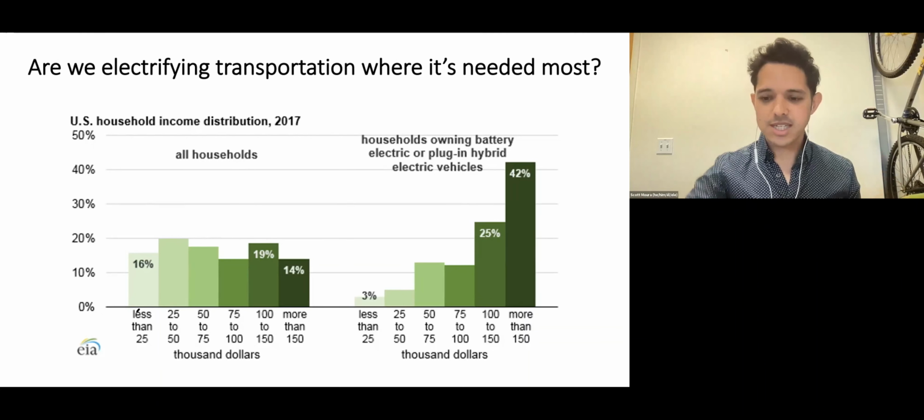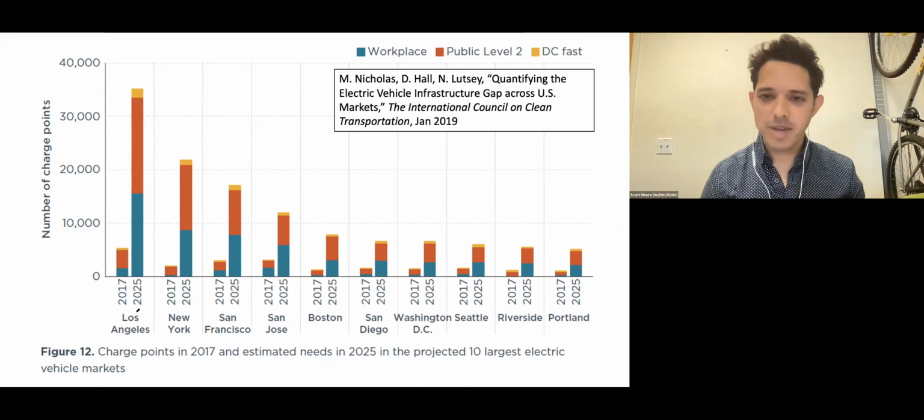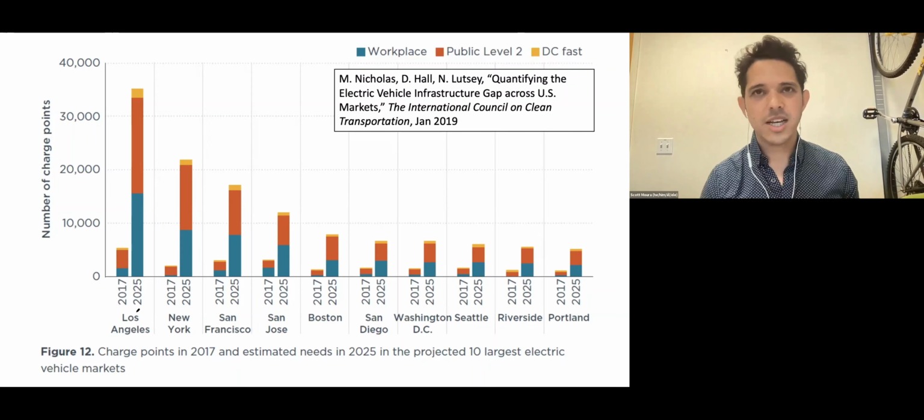So on the next slide, this is a study by the International Council on Clean Transportation, which looks at the number of public and workplace chargers in 2017 and what we need to reach projected demand by 2025. And the point I want to make on this slide is that charging infrastructure is largely deployed at home today, where we have single family homes, off-street parking, this pretty picture of the nuclear family from the 50s or 60s. But a lot of people in the United States live in apartments, in housing in which they're renting, or they don't have off-street parking.